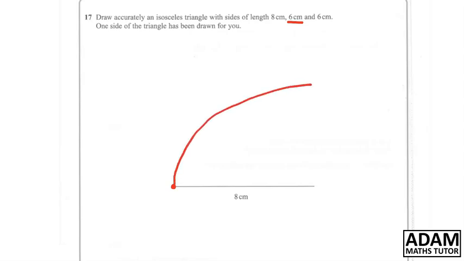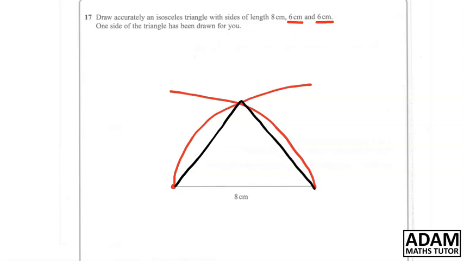And keep your compass the same distance, 6 centimeters. The point goes onto the other side, and you replicate this, so it'd look something like this. And then you can use a ruler to connect from here to the intersection, and then back down to the other side. And these should measure 6 centimeters, as they're both the same.